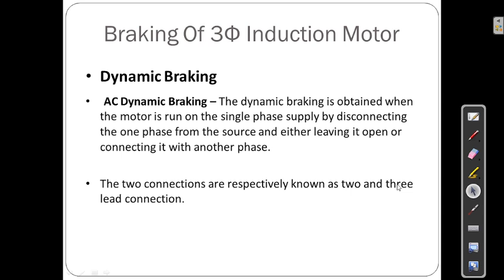Then the dynamic braking, AC dynamic braking. The dynamic braking is applied when the motor is run on a single phase supply by disconnecting one phase from the source and either leaving it open or connecting it with another phase. The two connections are respectively known as 2 or 3 lead connection.